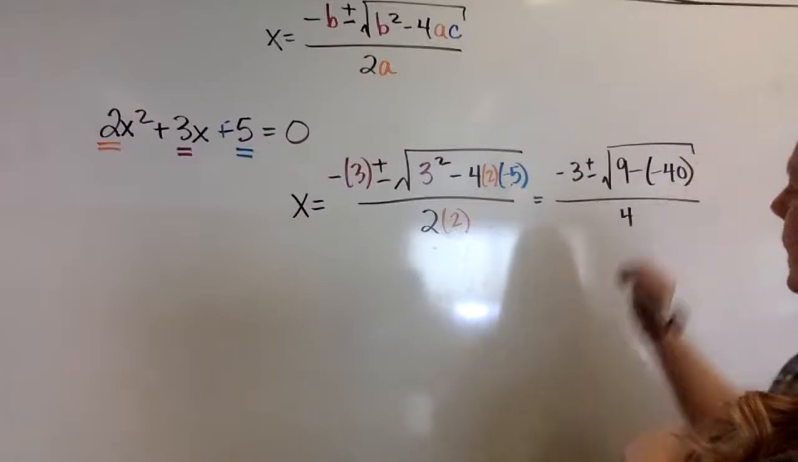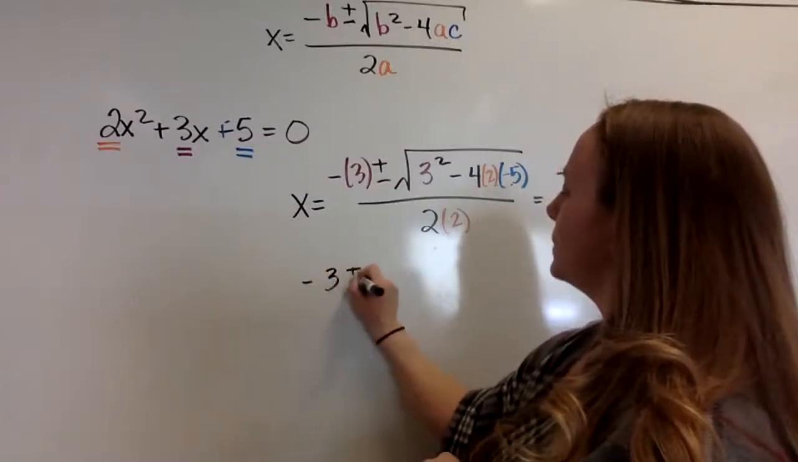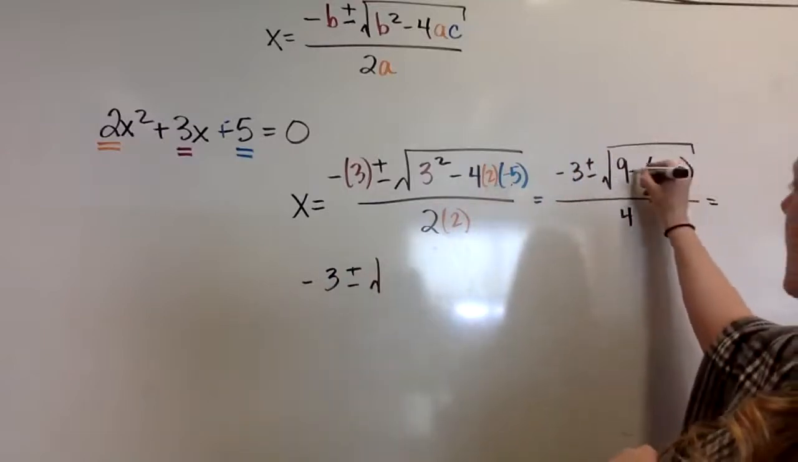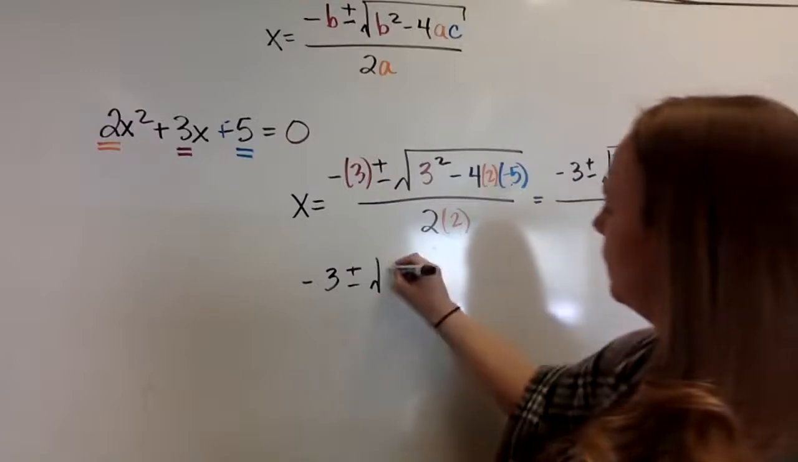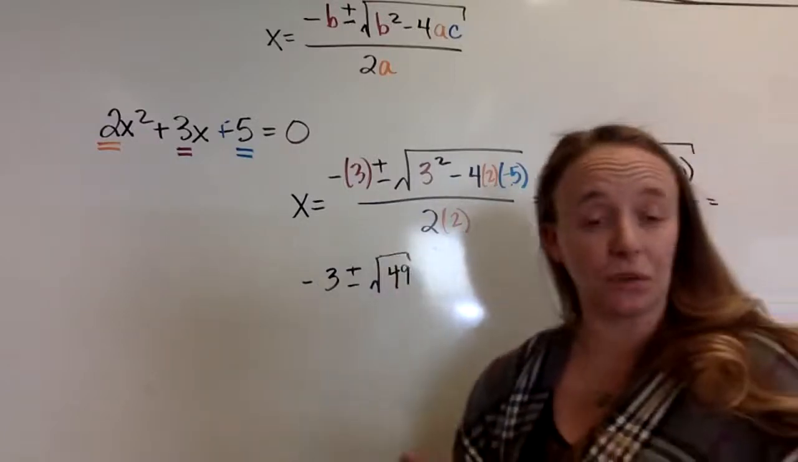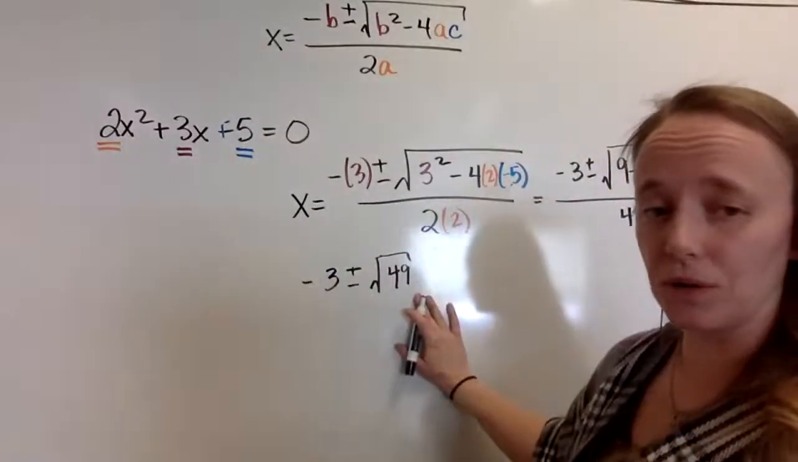Still, I'm going to focus on that square root symbol. Negative 3 plus or minus the square root of 9 minus a negative 40, or 9 plus 40, is 49. Ooh, that's kind of nice that it ends up being a perfect square number. It won't always be the case, especially with the quadratic formula.